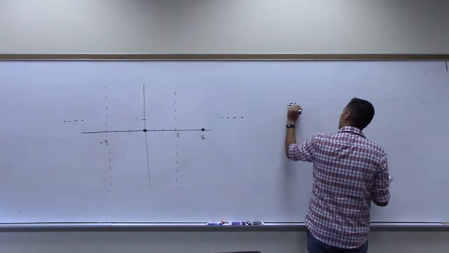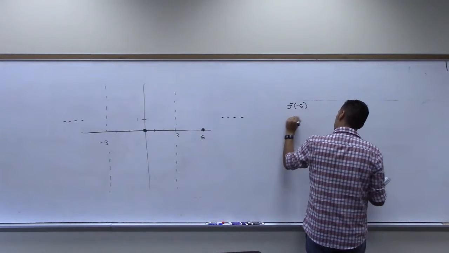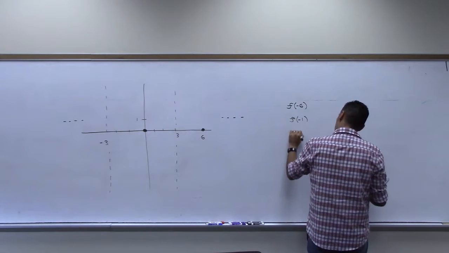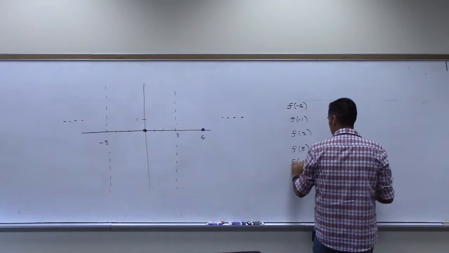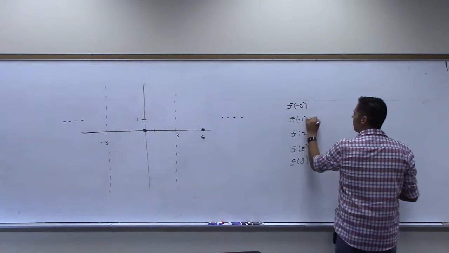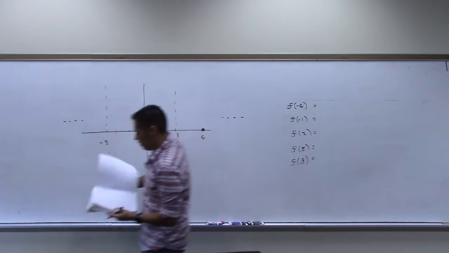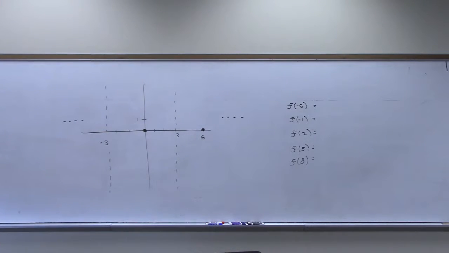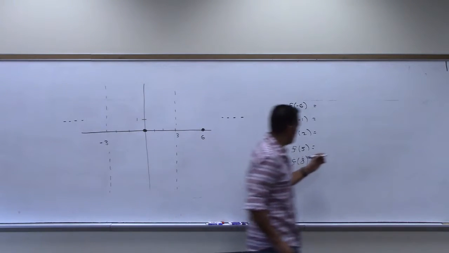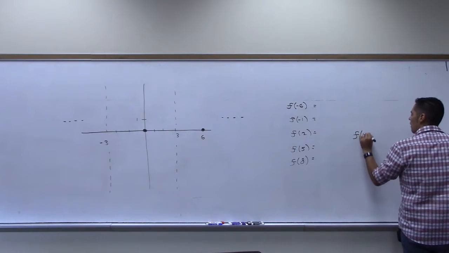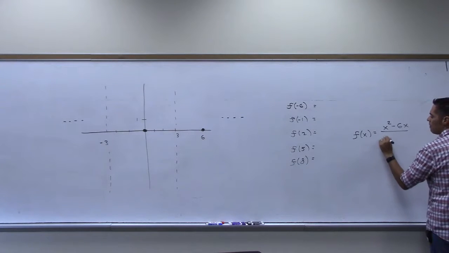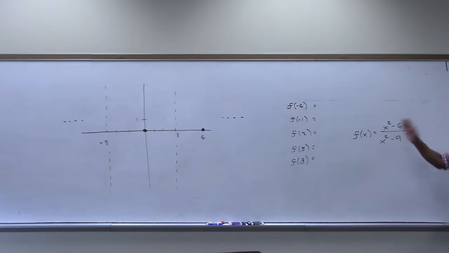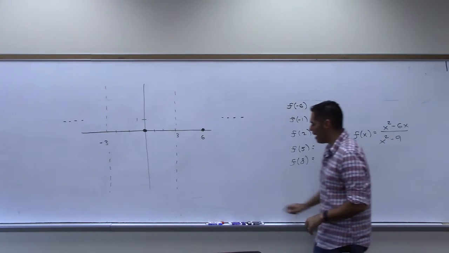We were going to plug in f of -6, f of -1, f of 2, f of 5, and f of 8. And that's what I asked you to go home and do, right? Thank you. Our original function was f of x equals x squared minus 6x over x squared minus 9. Okay, so that's where we were, right? And I asked you to go and plug these points in and get some values.